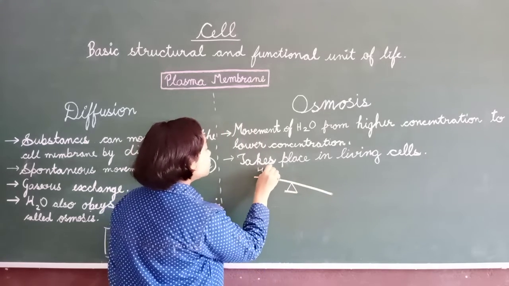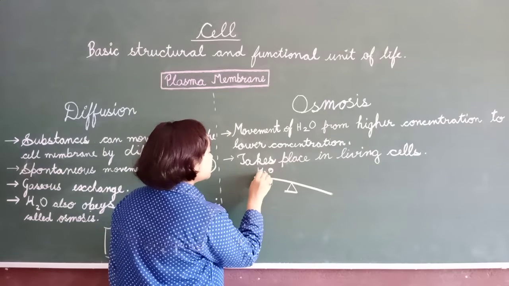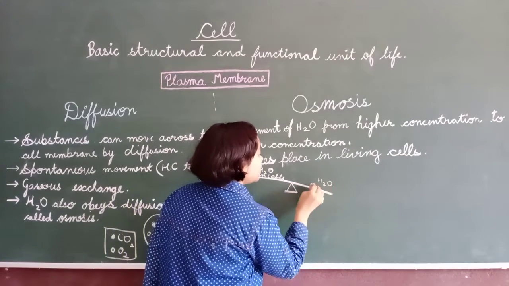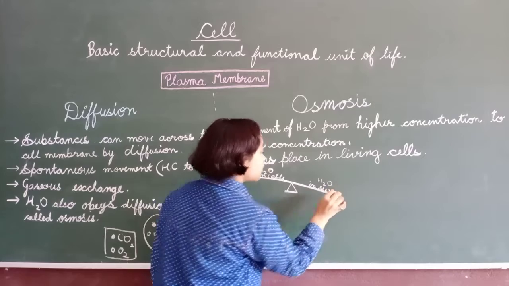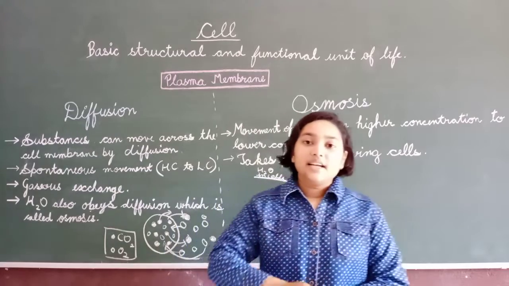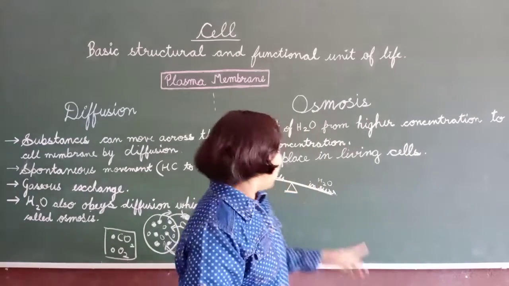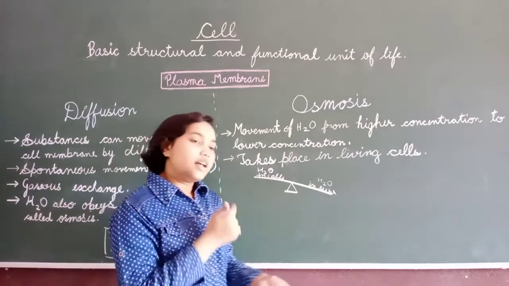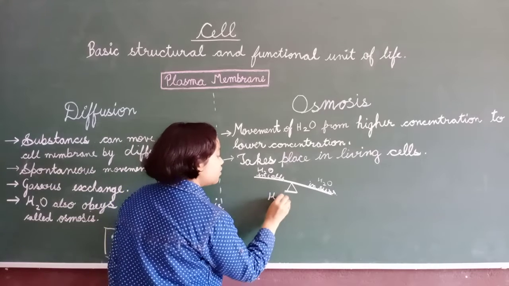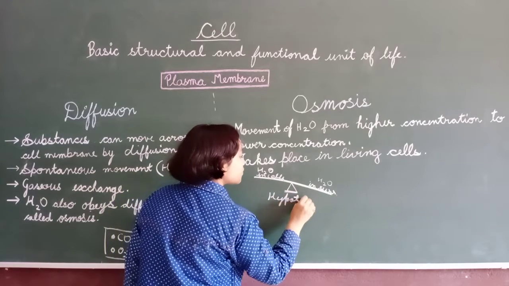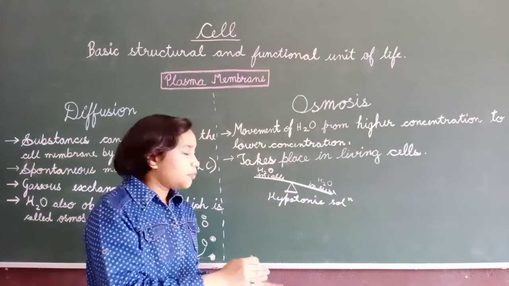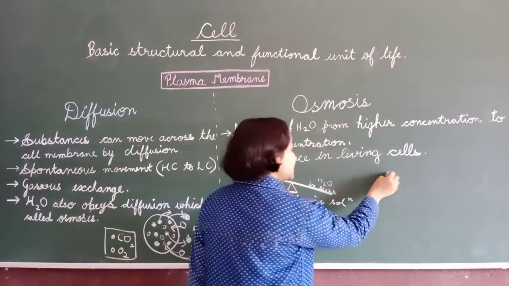So when the H2O, meaning the water in the cells, is less than the H2O in the surroundings, where the water is present in a higher concentration, and in the cells the water is in a lower concentration, this is called a hypotonic solution. Hypotonic solution. So let's understand here.